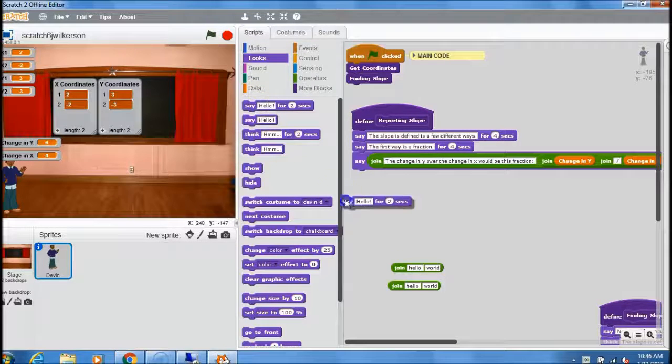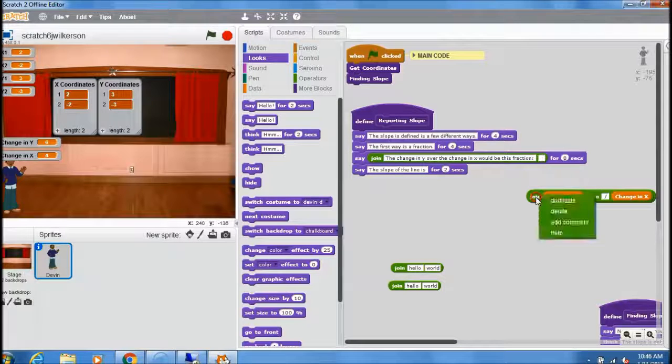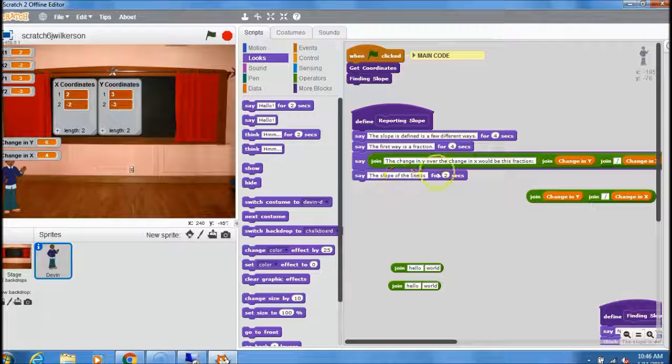So let's have him say the slope then. The slope of the line is, and let's see here. I'm going to take this and I'm going to copy it, put that back here. The slope of the line is, and then I'm going to say, oh, and you know what? I just thought of something too.